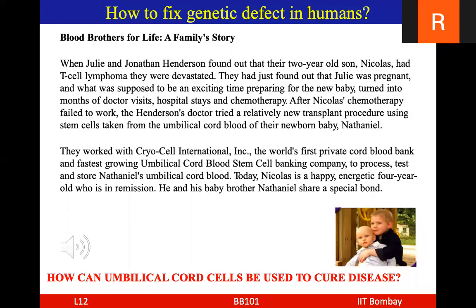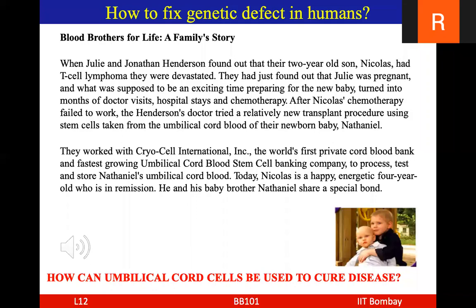Within 2 years, when Nathan was born, the cells from the umbilical cord were kept and used for the treatment. So they worked with CryoCell International, which is a private cord blood bank and the fastest growing umbilical cord blood stem cell banking company. They processed the stem cells, tested them, and stored Nathan's umbilical cord blood, and used this blood of the newborn baby to treat the cancer of the previous child.